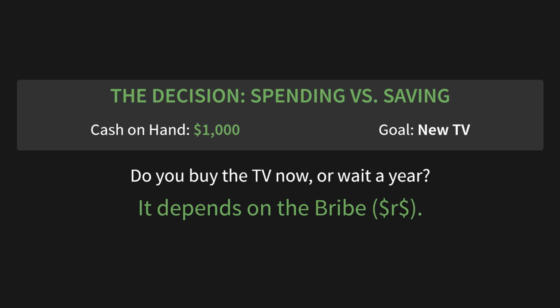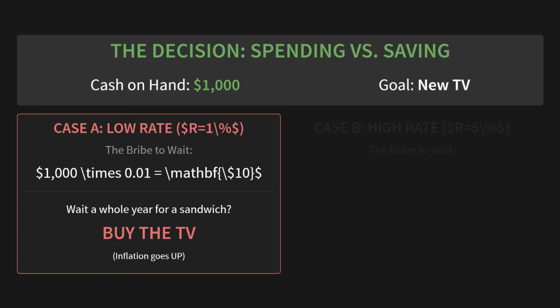Let's look at case A. We're in a low-rate world where R is only 1%. The bribe to wait, well, let's do the math. $1,000 times 0.01 is $10. You're telling me I have to wait a whole year for a $10 reward? That's barely a sandwich. My decision? I'm going to buy the TV. And when millions of people do that, inflation goes up.